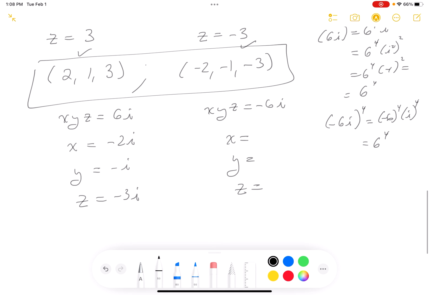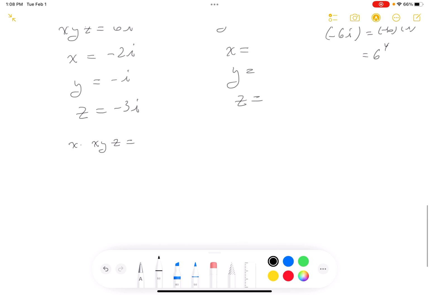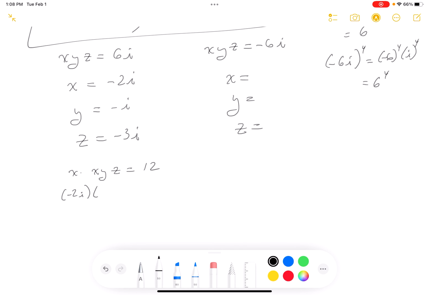Minus 3i. Right? If you want to verify that, x times xyz has to be 12. And what's x? I said it's minus 2i. What did I say? The xyz is 6i. And I want to verify that this is 12. What are you going to get up there? Minus 12i squared. And what's i squared? It's minus 1, so this works out. And you may want to check those out. What's this guy over here going to be? 2i, i, and 3i. So we got our triples.